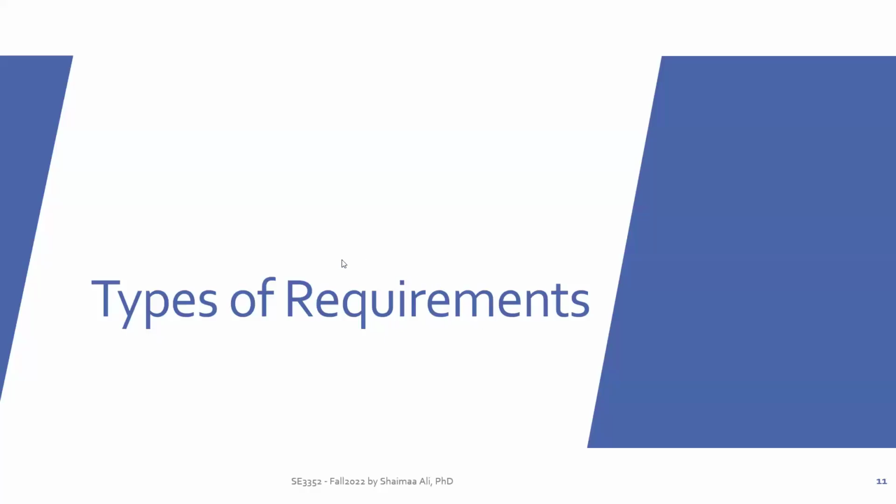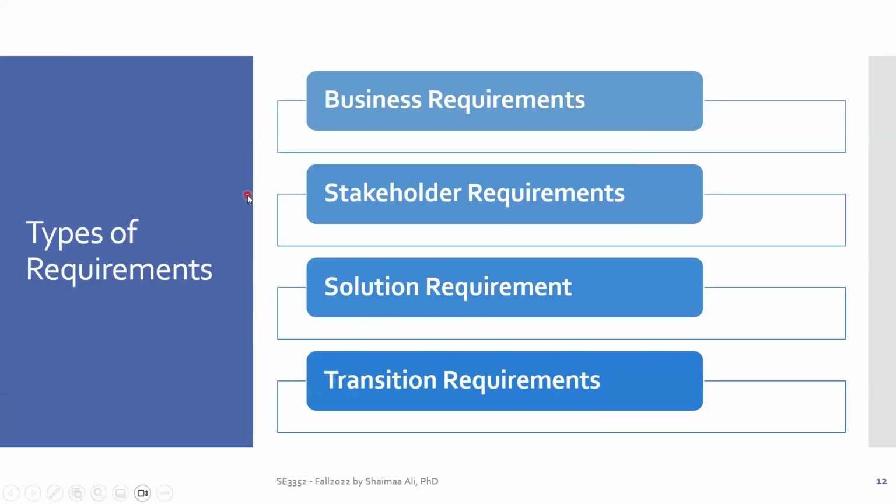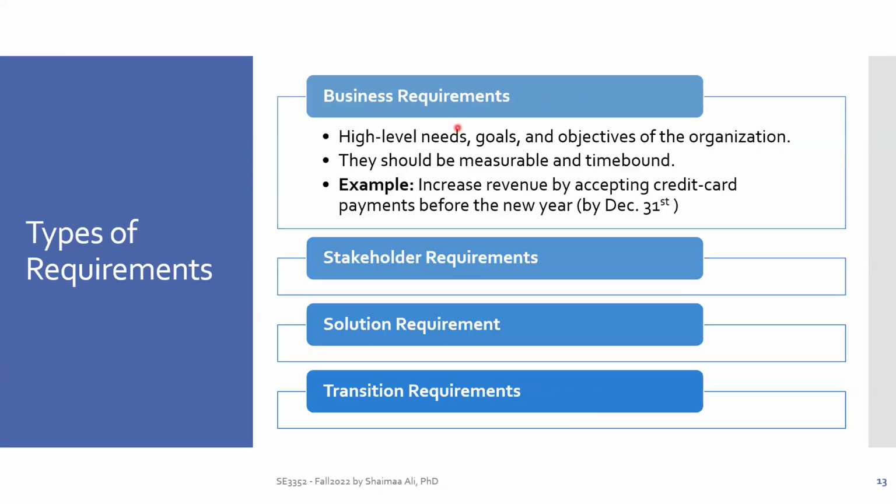Now we are going to talk about the types of requirements. When we are about to collect requirements, what is it that we are going to look for? We have a classification here just to give us an idea of what types of requirements we might be looking for. The first type is business requirements.